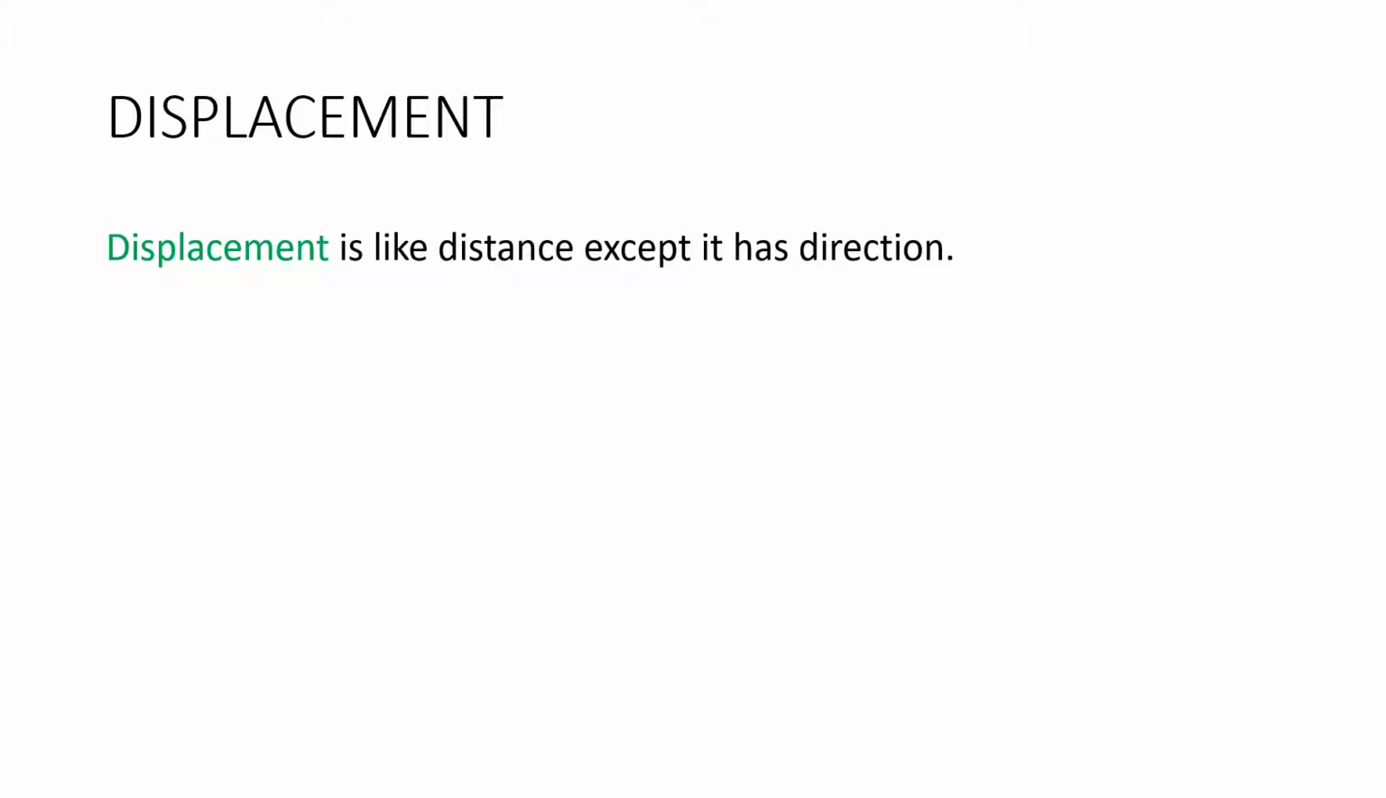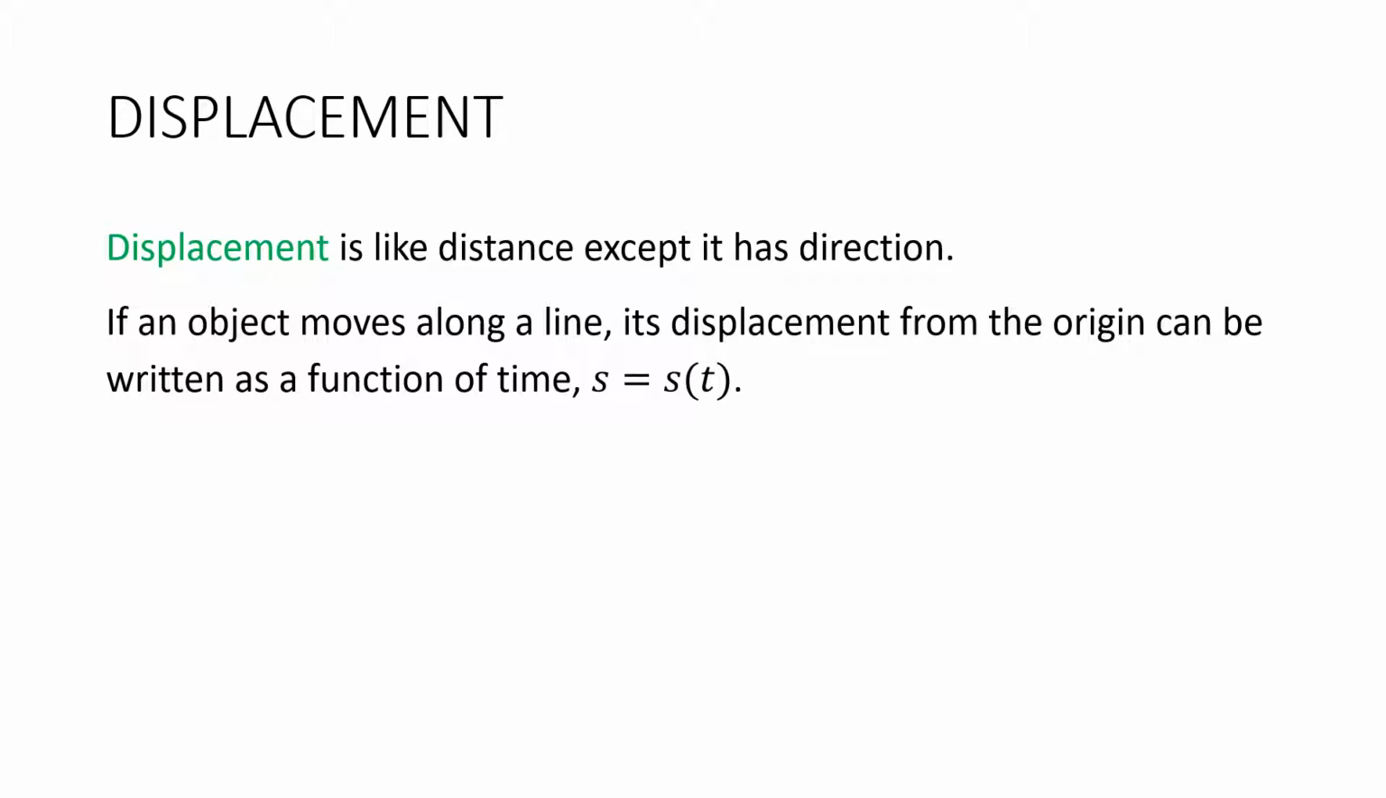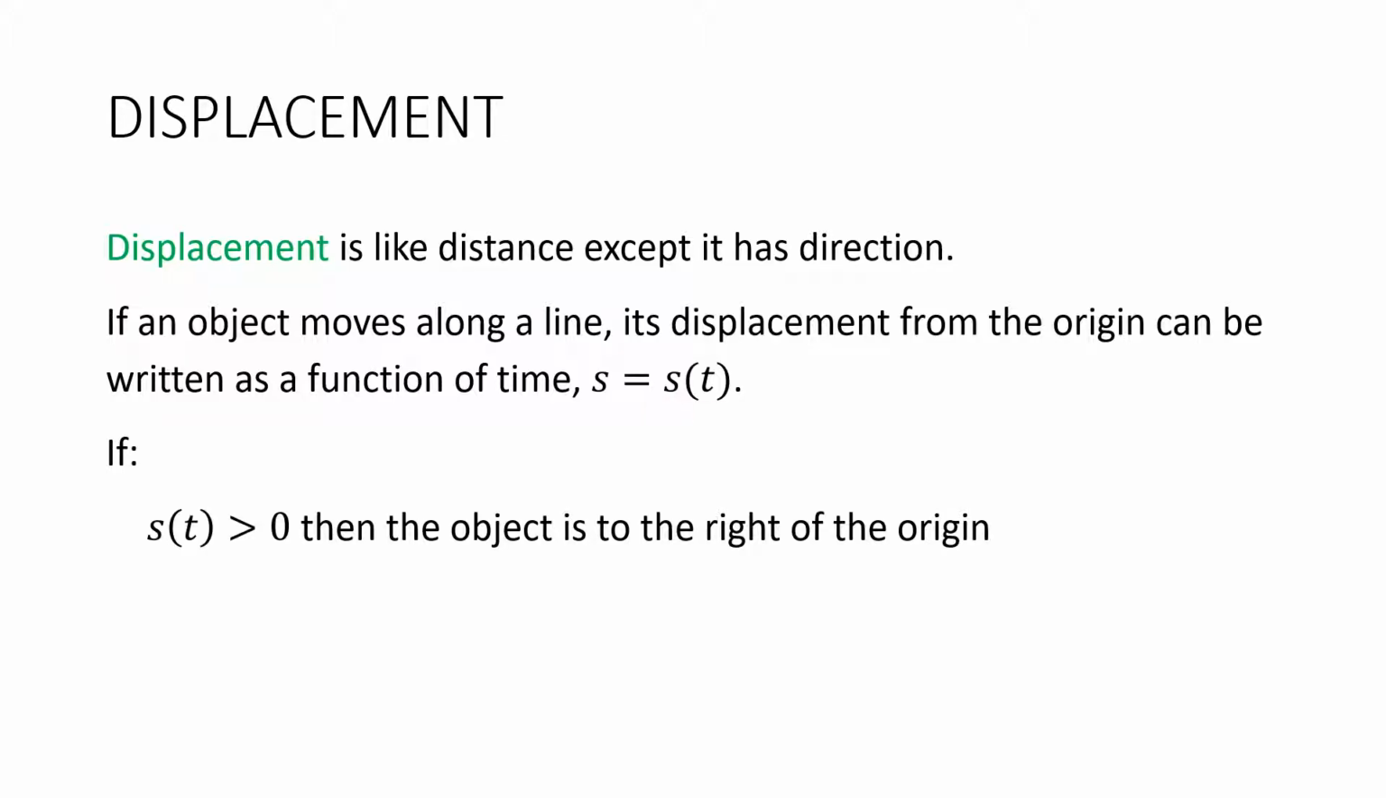It's typically negative or positive distance away from the origin, but it could also be north or south or east or west. So if an object moves along a line, its displacement from the origin can be written as a function of time. So we use the letter S for displacement, and you can see how I've written that as a function of time, so S of t. If S of t is greater than 0, then the object is to the right of the origin. If it is less than 0, then it's to the left of the origin.